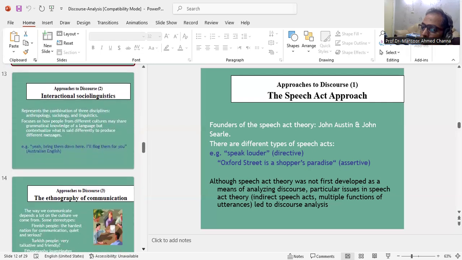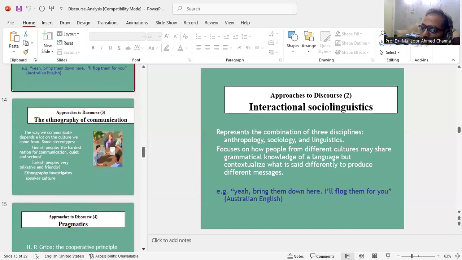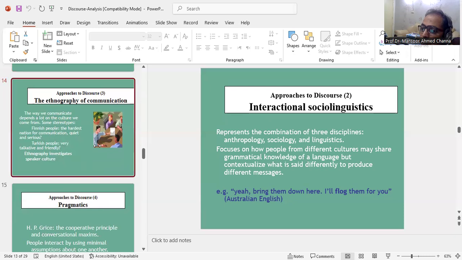The second approach to discourse is interactional sociolinguistics, which represents the combination of three disciplines, anthropology, sociology, and linguistics, and focuses on how people from different cultures may share grammatical knowledge of a language, but contextualize what is said differently to produce different messages. For example, "Bring them down here. I'll flog them for you." This is Australian English.